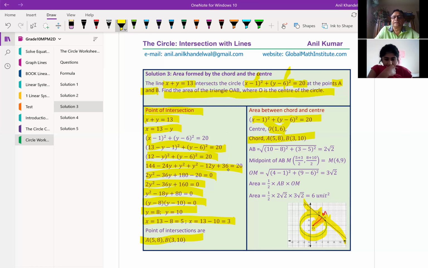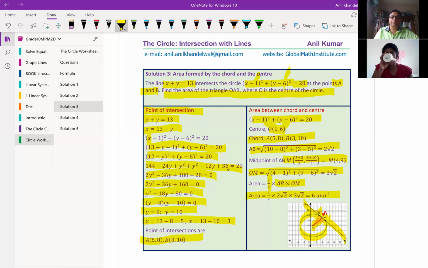Now you need to find the distance AB, that is the base of the triangle, right? Then you find the midpoint and the distance from the center to get the altitude. Those two factors multiplied with half give you the area of the triangle. So there are many steps involved, you cannot avoid these steps, go through them.